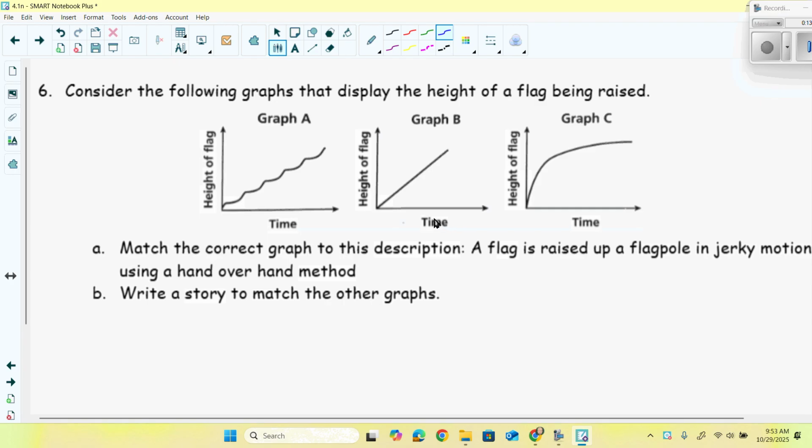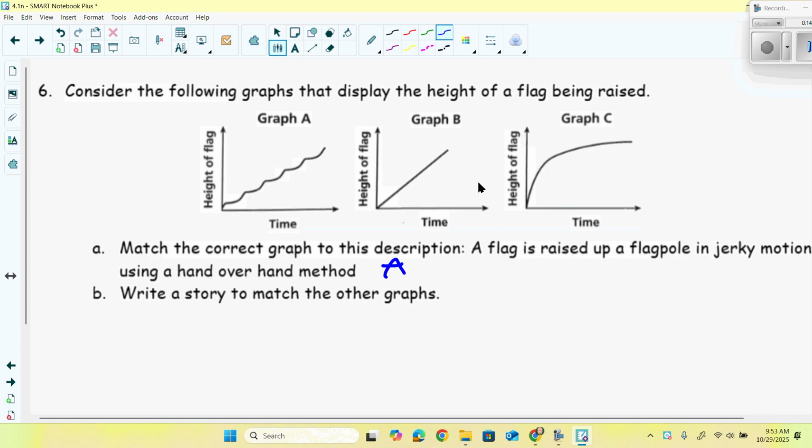Consider the following graphs that display the height of a flag being raised. So if you can imagine a flag going up, match the correct graph to this description. A flag is raised up a flagpole in a jerky motion using a hand-over-hand method. If you've ever seen a flag raised, it might be a custodian who pulls their arm length and then has to re-grab it. So it goes up quickly, then there's a hesitation, then it goes up again, then there's a hesitation as they put hand over hand, pulling down on a rope that raises the flag. So this example is there.